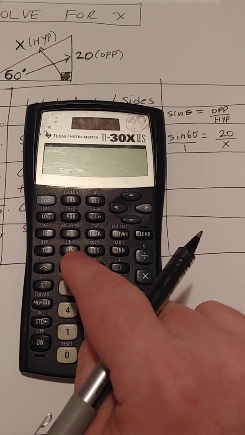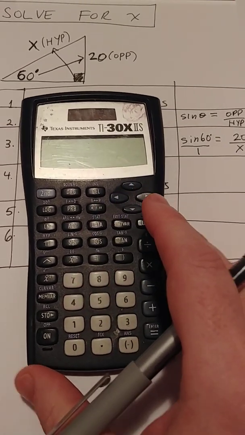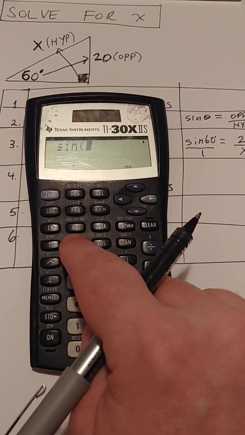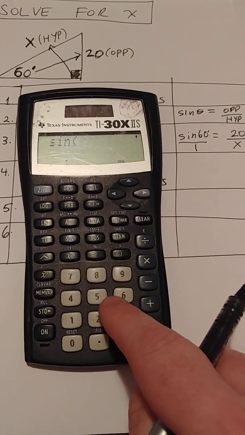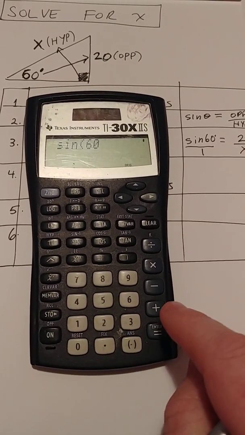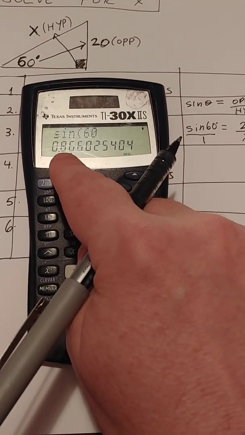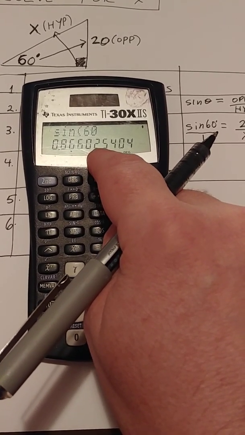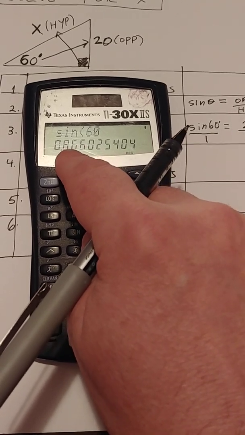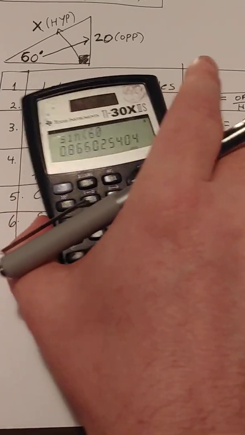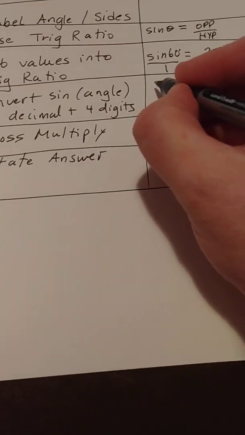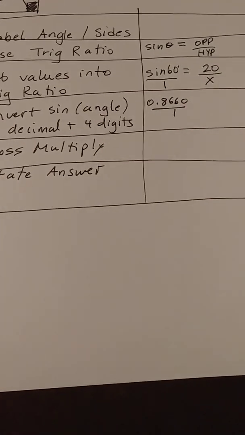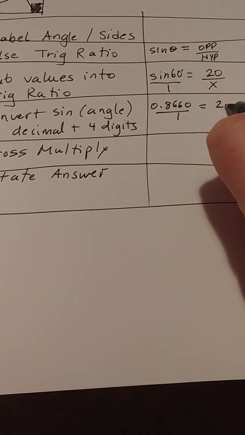Your calculator may function like mine, in which case you turn it on, clear it, and then press the sine button, which is right here, and enter sine of 60 degrees. You should get the decimal 0.8660. Since 2 is less than 5, we're going to have 0.8660. So replace sine of 60 with the decimal 0.8660 divided by 1, and then record equals 20 divided by x.